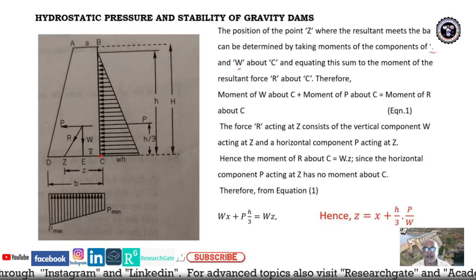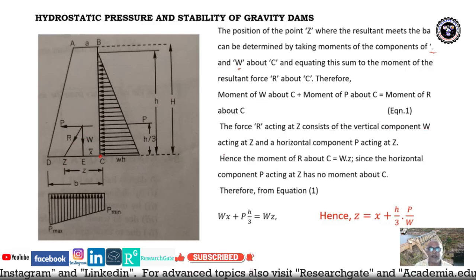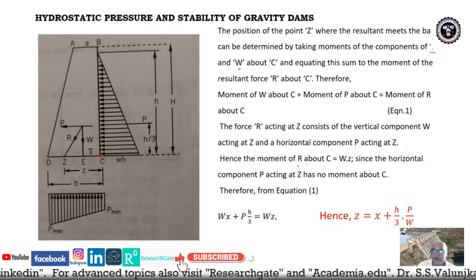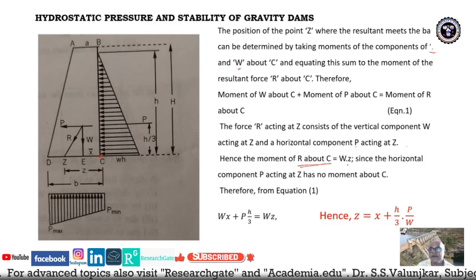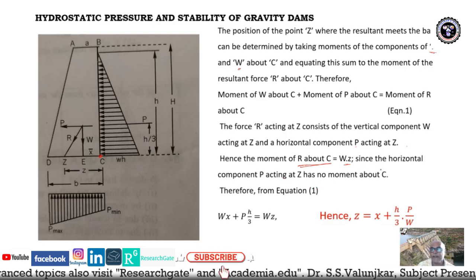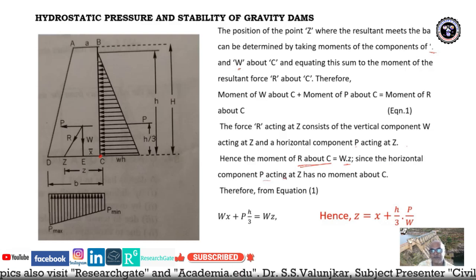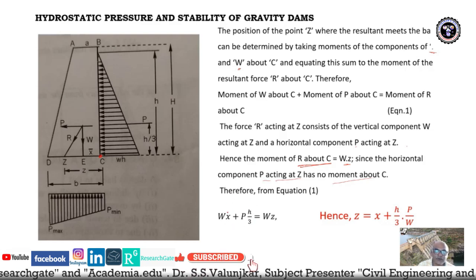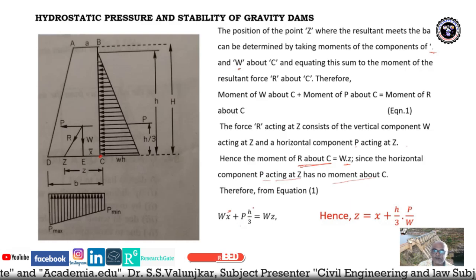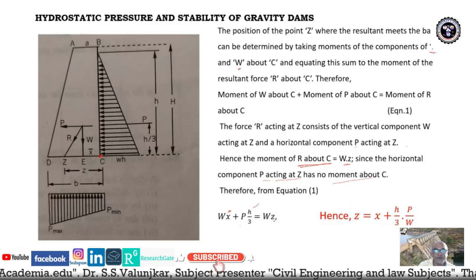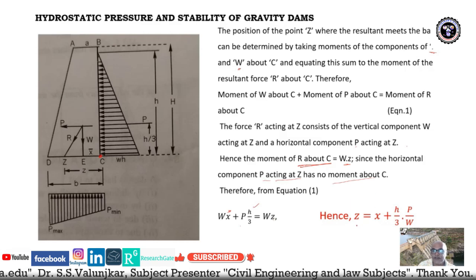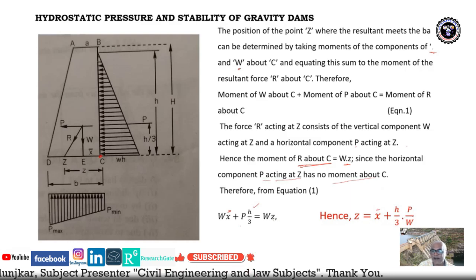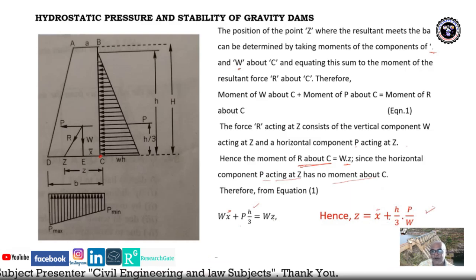Force R acting at Z consists of the vertical component W acting at Z and the horizontal component P acting at Z. Hence the moment of R about C, remember this, is equal to W into Z, since the horizontal component P acting at Z has no moment about C. So the equation will be W into X bar plus P into H by 3, as this acts at H by 3, is equal to W into Z. So Z is equal to X bar plus H by 3 into P by W. This way we got this equation.